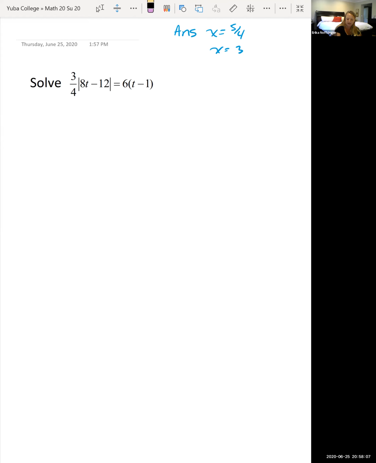There's a couple ways that we can think about doing this. You can clear your fraction by multiplying both sides by 4, but we're going to have to get rid of that 3 also. So let's think of it as multiplying by the reciprocal. The reciprocal of 3/4 is 4/3, and multiplying would make this a 1 in front of the absolute value, which we want. But if we do something to one side, we have to do it to the other side. So let's multiply the other side by 4/3. And so we're left on the left-hand side with the absolute value.